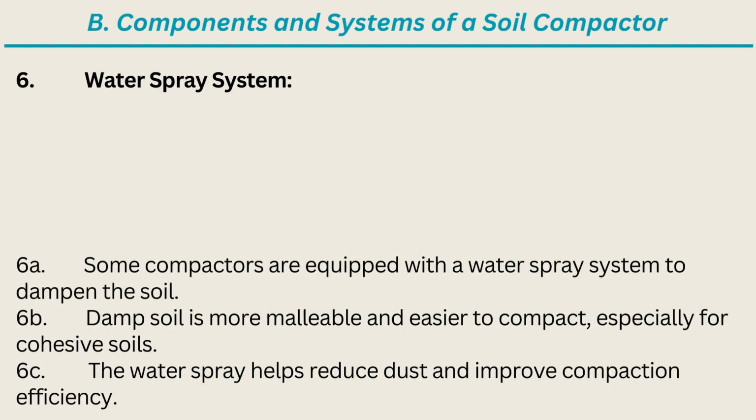6. Water spray system. 6A. Some compactors are equipped with a water spray system to dampen the soil. 6B. Damp soil is more malleable and easier to compact, especially for cohesive soils. 6C. The water spray helps reduce dust and improve compaction efficiency.